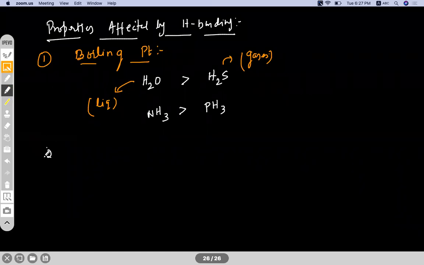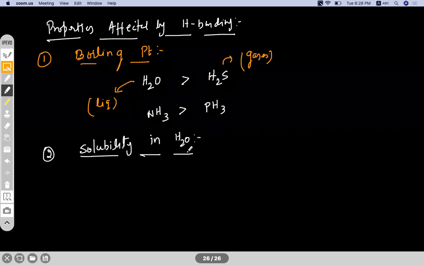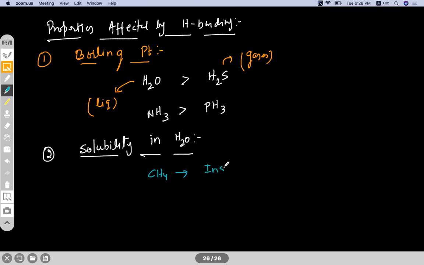Second point, solubility in water. Write down: the compounds which can form hydrogen bonds with water are soluble in water. Like you see, CH4, there's no electronegativity difference, it can't form hydrogen bonding, so it is insoluble in water. But if you talk about alcohol, CH3OH, this is soluble in water.